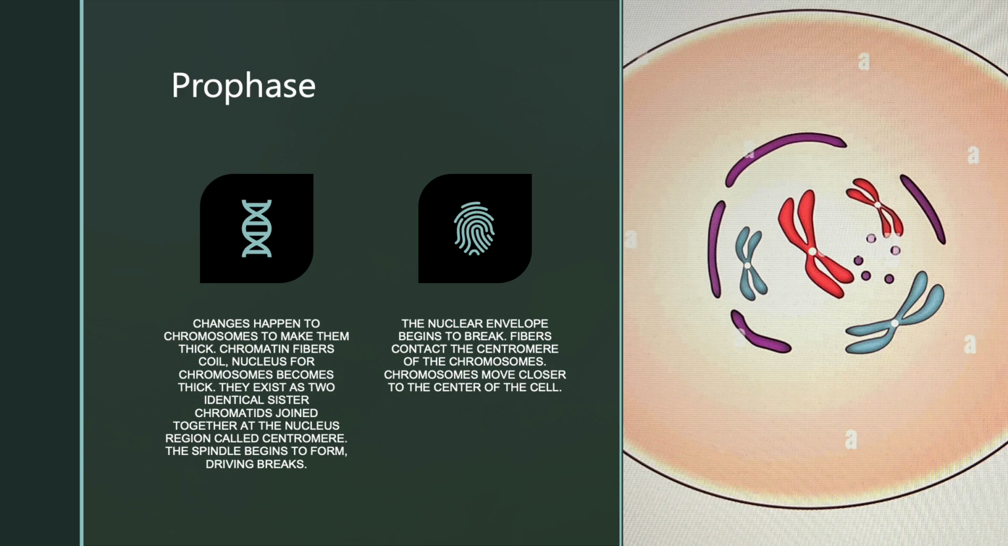The spindle fibers begin to form. The nuclear envelope begins to break. Fibers contact the centromere of the chromosomes. Chromosomes move closer to the center of the cell.